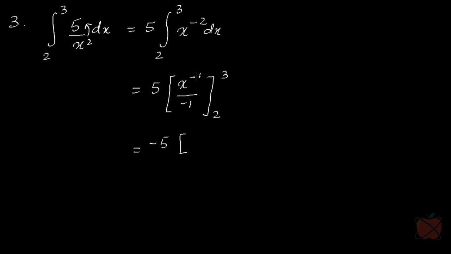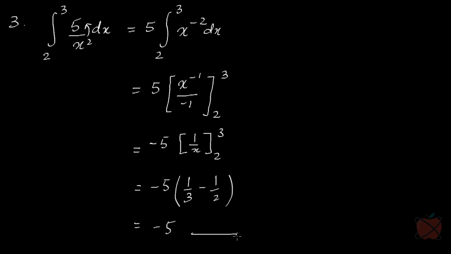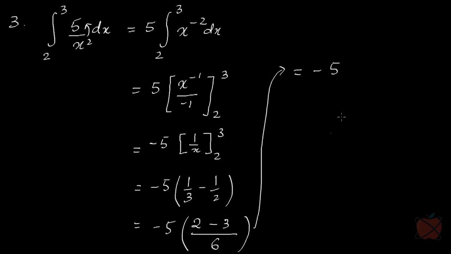Then basically you have x to the power minus 1. This x to the power minus 1, I can write as 1 by x, from 2 to 3, and then you have minus 5. Now I can replace the limits. First of all, the upper limit, so you have 1 by 3 minus, now the lower limit, 1 by 2. So you have minus 5, then 1 by 3 minus 1 by 2. So we have to take the LCM. LCM here is 6. 6 divided by 3 is 2, so you have 2 minus 6 divided by 2 is 3. So you have minus 5, and 2 minus 3 is minus 1 by 6. So basically this is 5 by 6. So that is the answer.